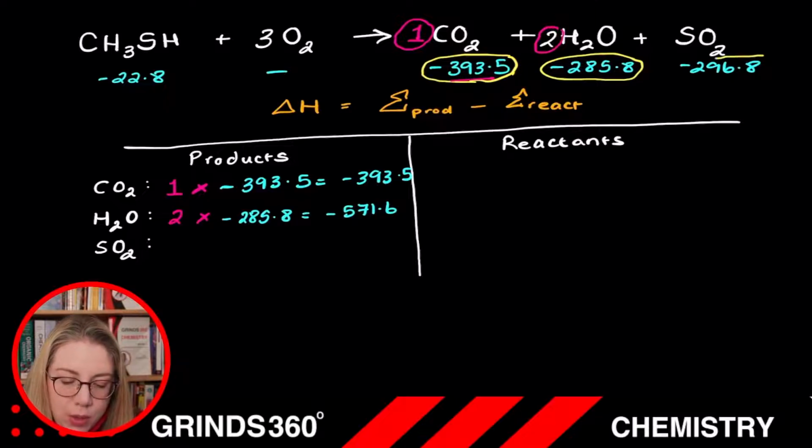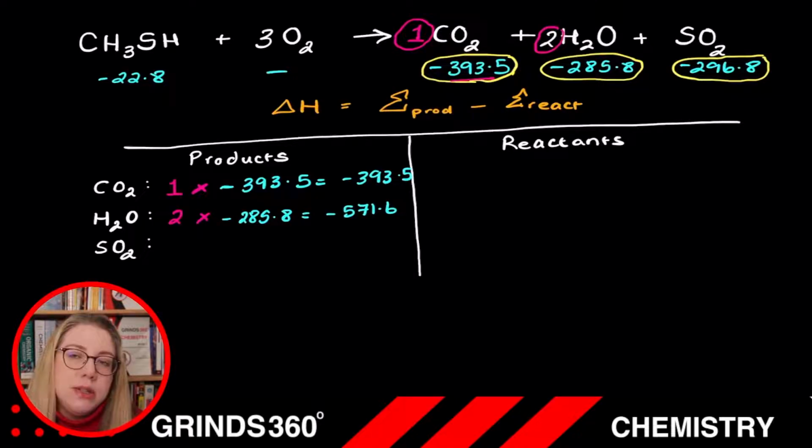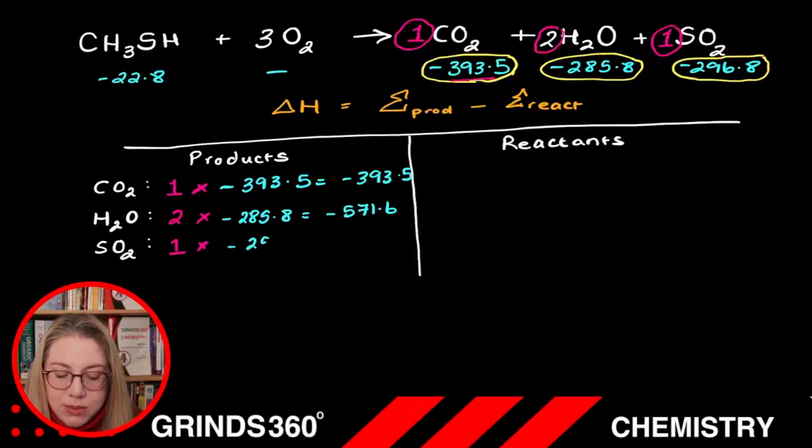When 1 mole of sulfur dioxide is formed, 296.8 kilojoules of energy is released. So we take the number in front of the sulfur dioxide, which is 1, and we multiply it by the heat of formation of the sulfur dioxide. So it's 1 multiplied by minus 296.8, which is minus 296.8.